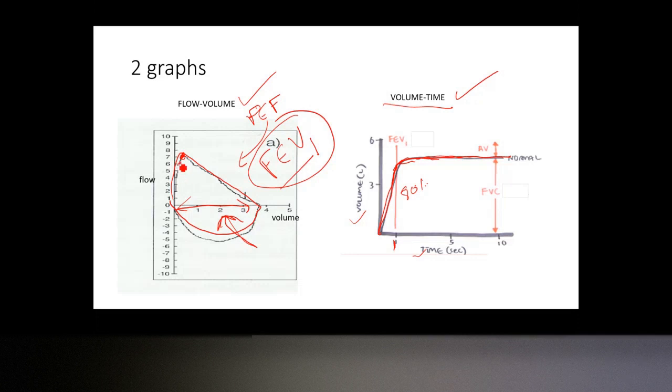Well, logically, it should be somewhere over here because that's the maximum. At that point you are expiring at the maximum flow, and then later on your flow starts to drop, and that's when you are unable to. So in the first second is when you have the maximum flow rate as well.